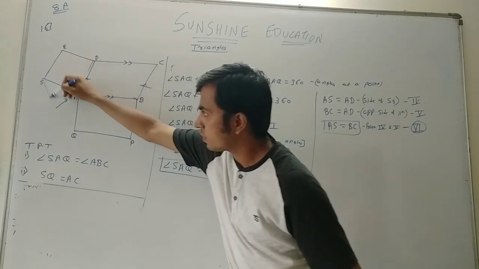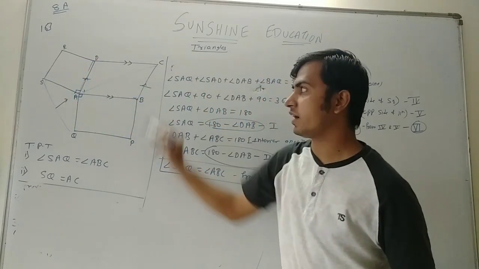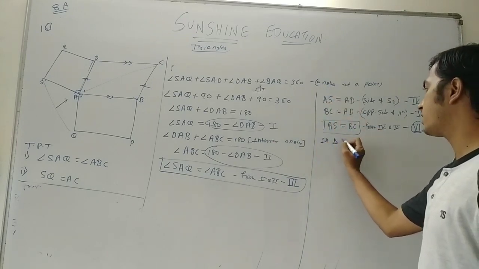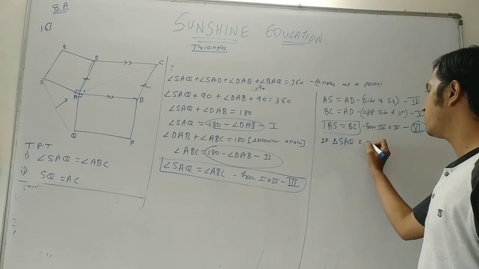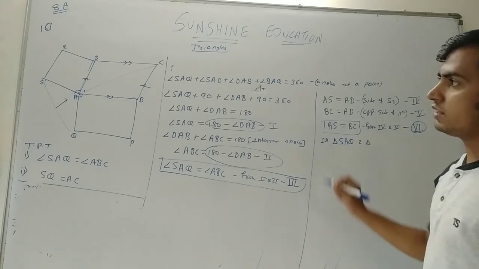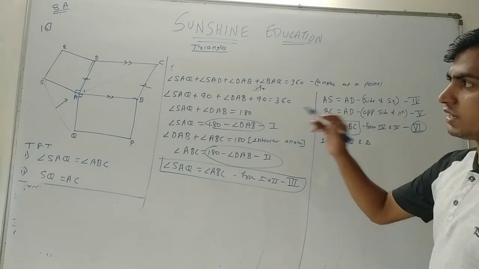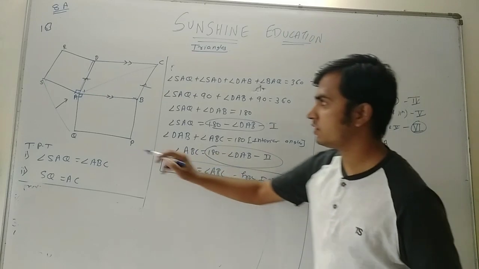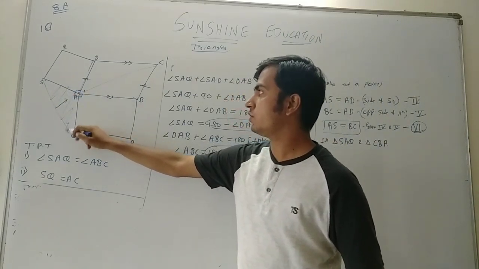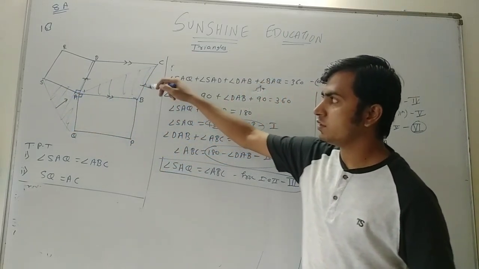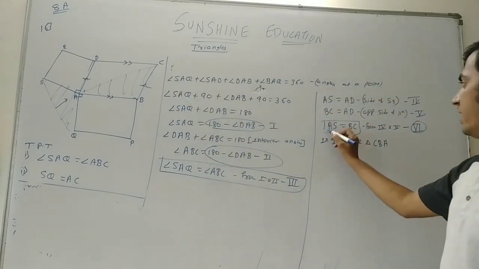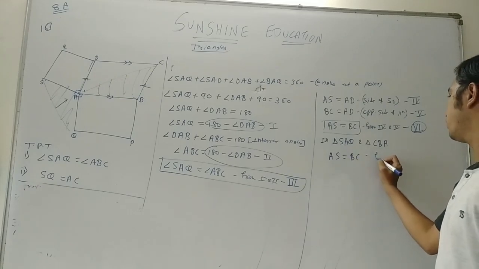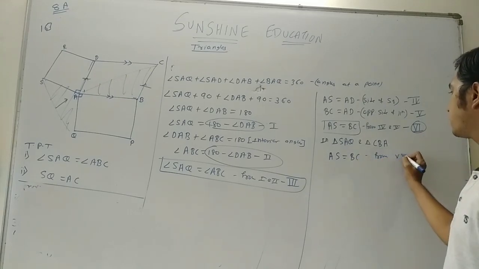SQ, this side, AC, this side. Let's take two triangles. In triangle SAQ and triangle CBA. Okay, SAQ, CBA. We know that AS is equal to BC, AS is equal to BC from 6.